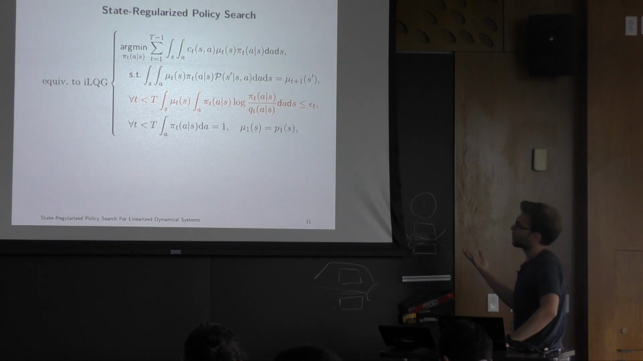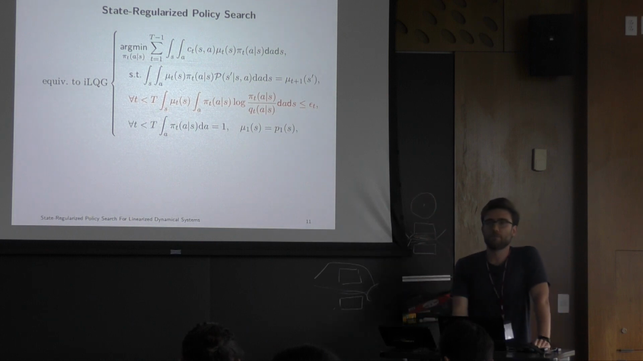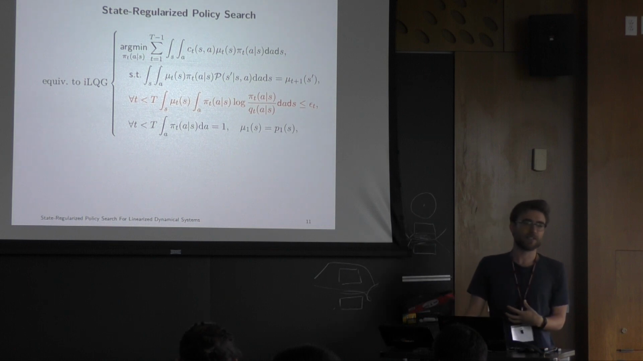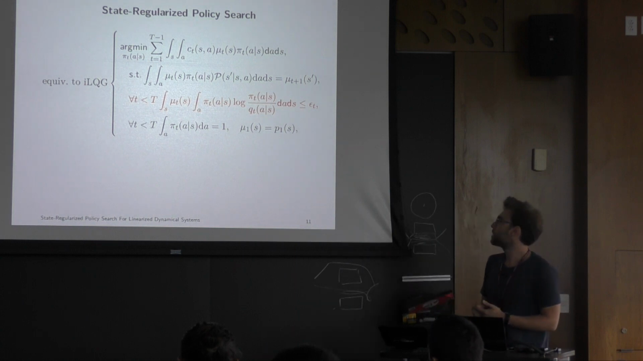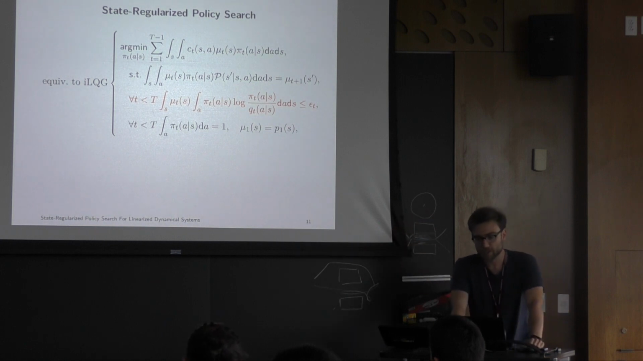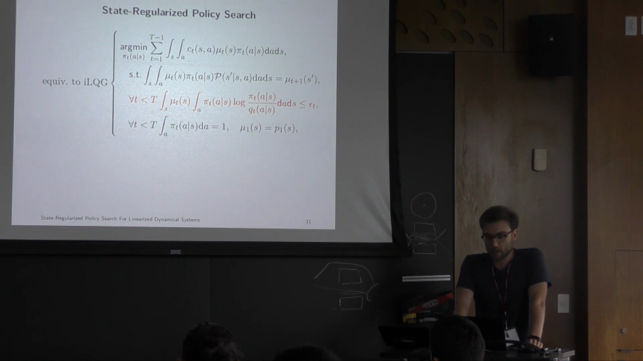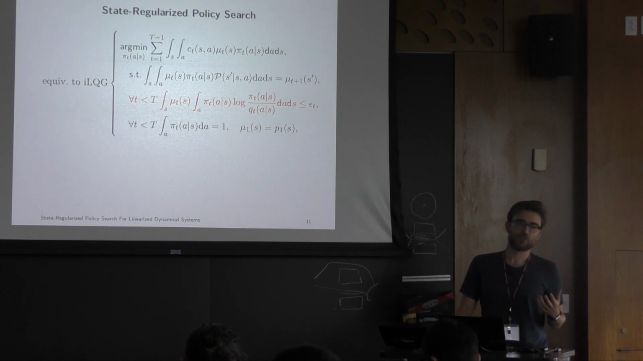And the red constraint that you see is a relative entropy constraint. This is called Kullback-Leibler divergence, which is a divergence between the next policy I'm going to optimize and the policy from the last iteration. What this does is the regularization in the policy space. And it can be shown that under certain conditions this is equivalent to iterative LQG. So what we've done is we said, okay, let's use the same trick. Basically, this KL divergence is inspired by relative entropy policy search.